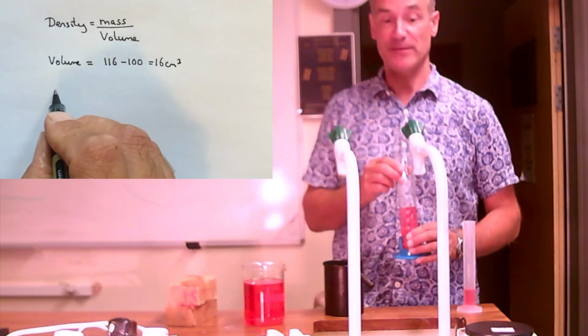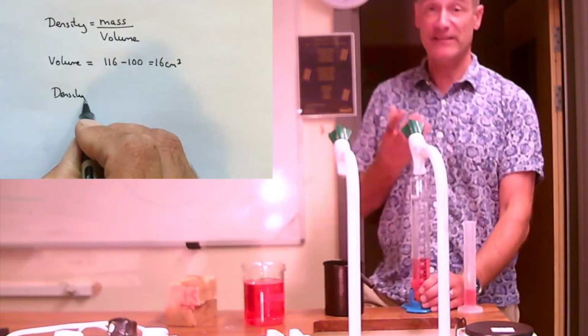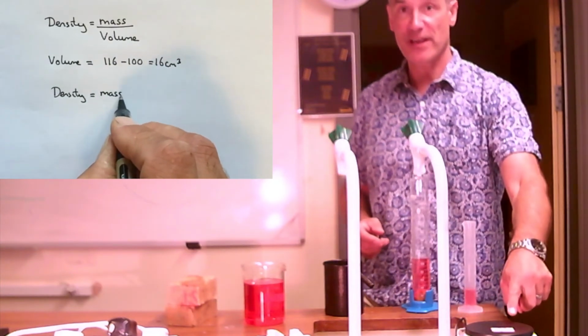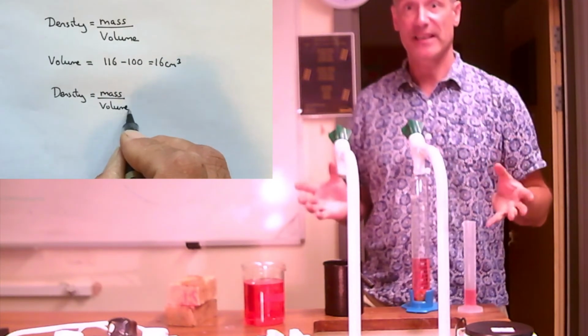And of course, finally, you just need to work out the density, which is the mass of the stone divided by the volume. And that's it for irregular solids.